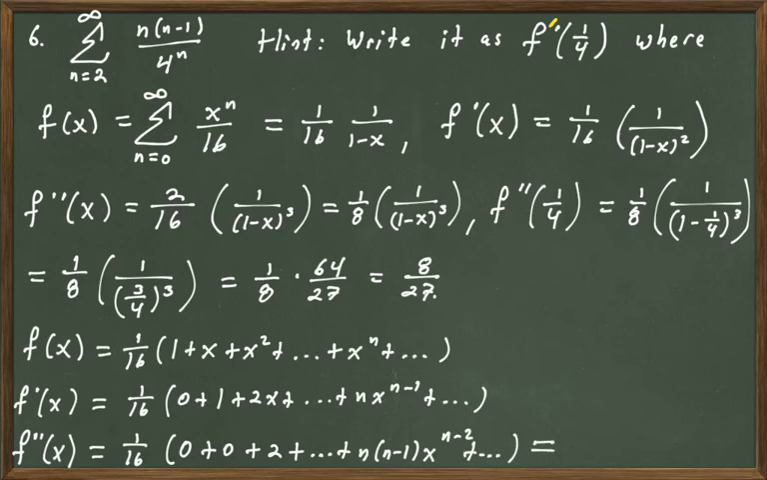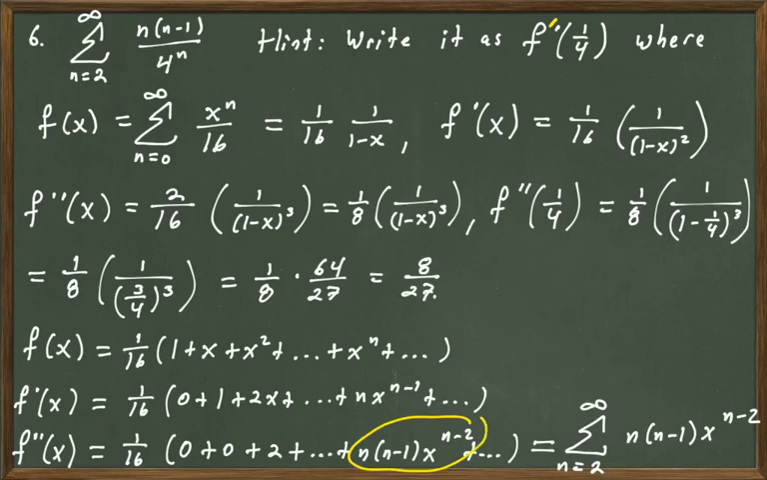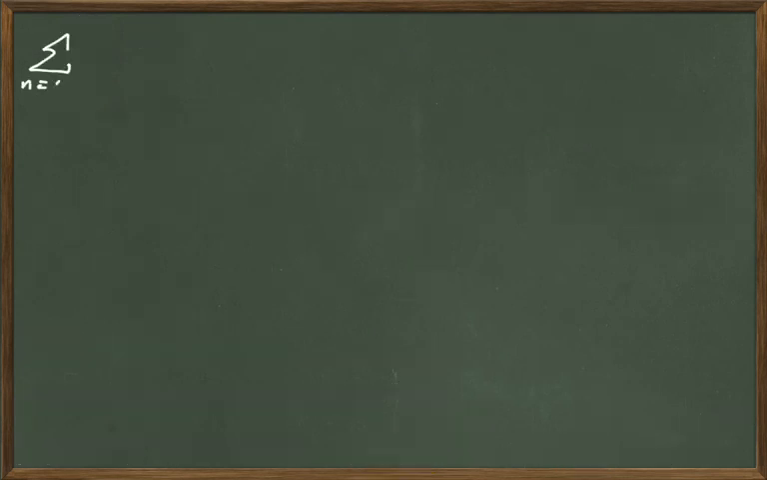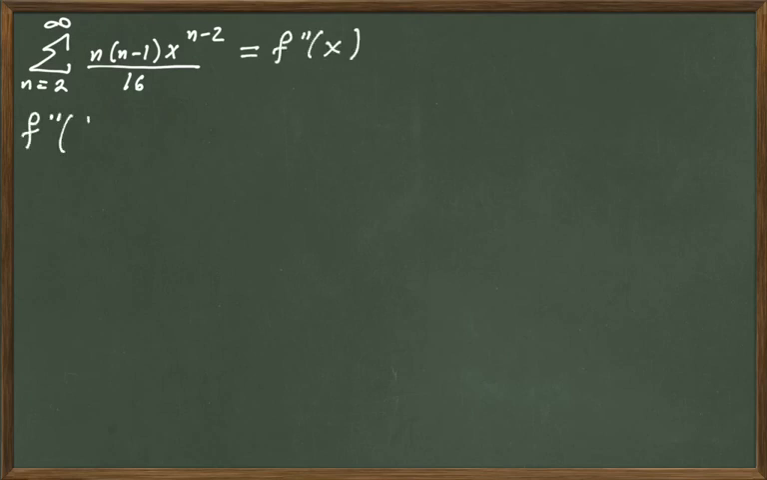If we write this as a series, this would be the sum n equals 2 to infinity of n minus 1, x to the n minus 2. And again, use the nth term to kind of help you with the formula there. Okay, so we have the infinite series for the second derivative, all over 16. So I think we're just going to rewrite it here. So there's your second derivative, which is f double prime of x. What we want to do is find f double prime of 1/4.